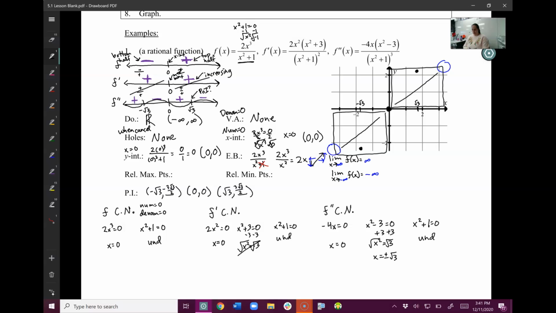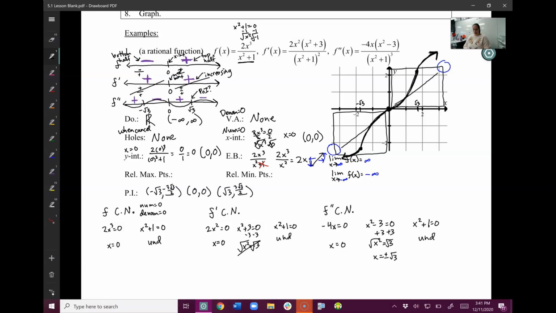So I'm going to be concave up to this point. And notice I'm still increasing. Then I need to be concave down from here, but still increasing. Concave up between here, but still increasing. And then concave down here, but still increasing. And there's our graph.